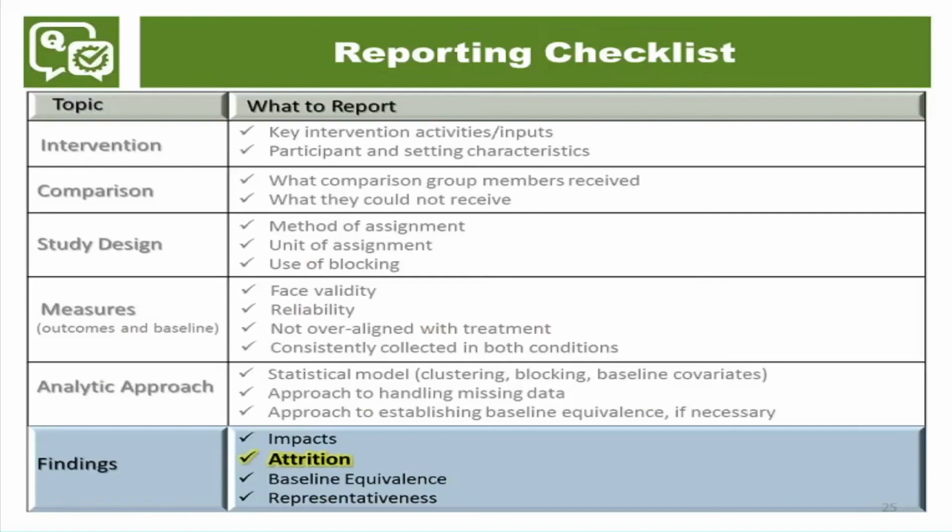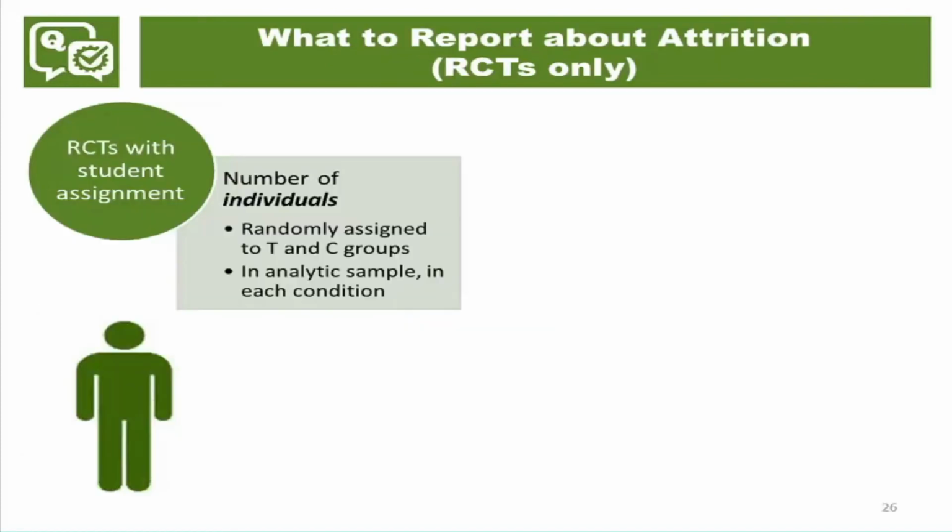Okay, the next set of slides focuses on attrition, what to report about sample sizes so that overall and differential attrition rates can be calculated. Information about attrition is only needed for RCTs, not for QEDs, in which individuals are randomly assigned. It's necessary to report the number of individuals randomly assigned to each condition and the number of individuals in the analytic sample in each condition. Then this information can be used to calculate the attrition rate.